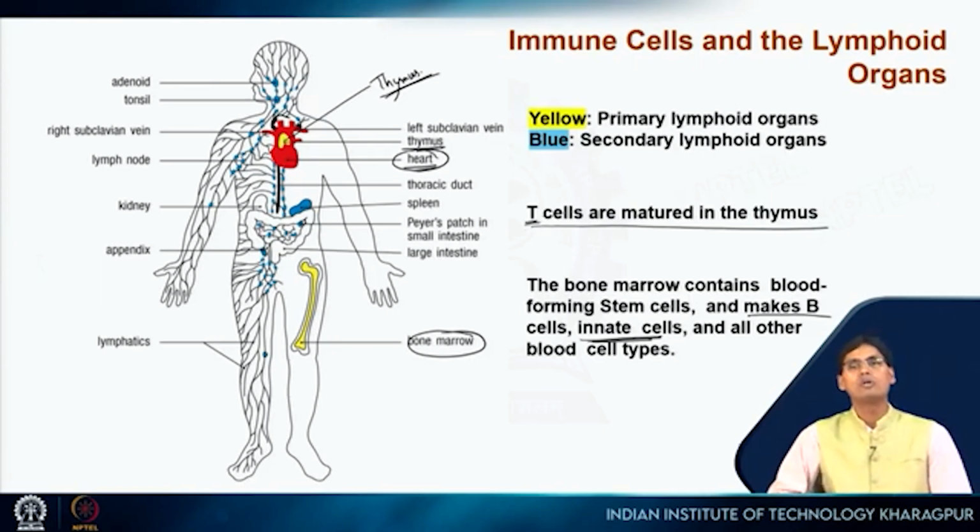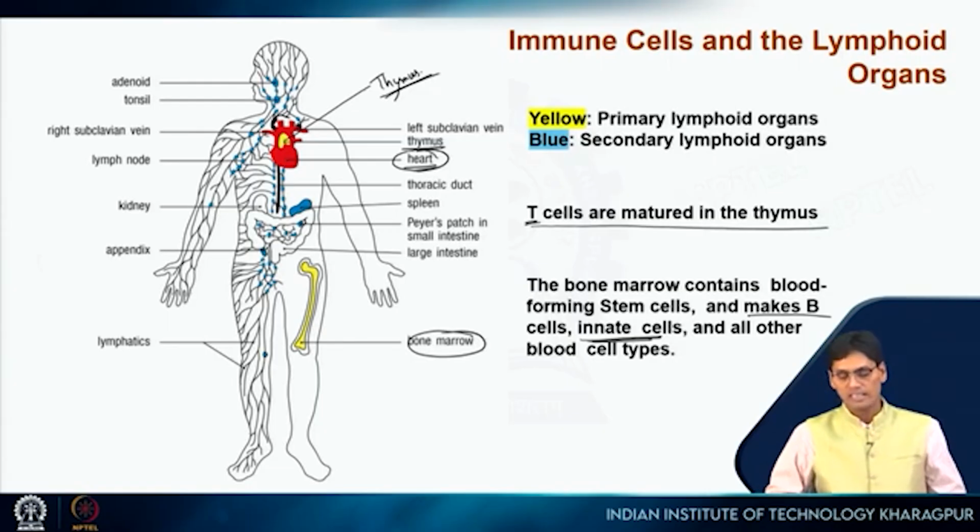Just to remember that, you can think T stands for thymus. Although for B cells the initial designation was something different, just for remembering, you can imagine that it is because they come directly from the bone marrow. But that way, the name was not given at the initial point of time.